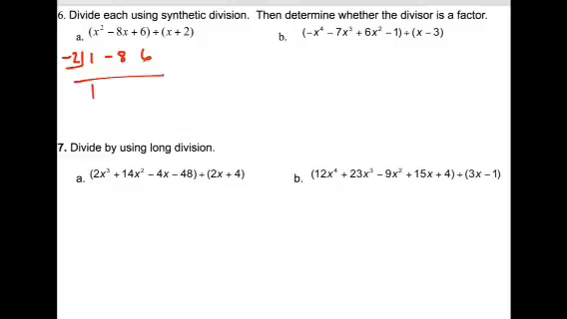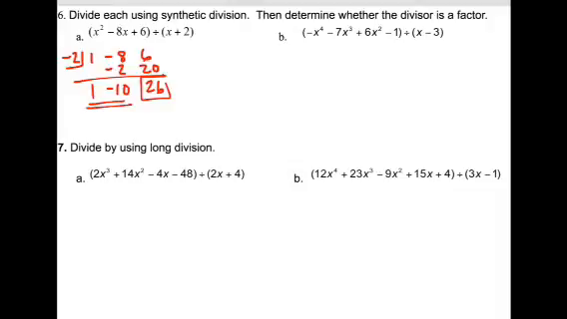Bring down the 1. 1 times negative 2 is negative 2. Add the negative 8 and the negative 2. That gives you negative 10. Negative 2 times negative 10 is 20, and then you add the 20 and the 6, so that's 26. Remember, this is your remainder, and this is the other factor, the quotient.